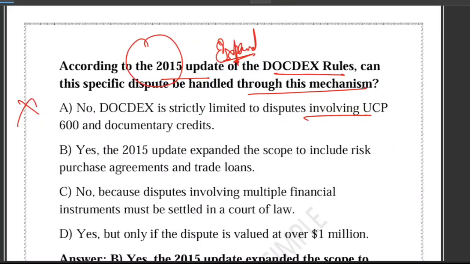Option B says that it must go to the court if multiple instruments exist. Sorry, option number C. Yes, option number B is the correct one. Yes, the 2015 update expanded the scope. Yes, this is the correct one.